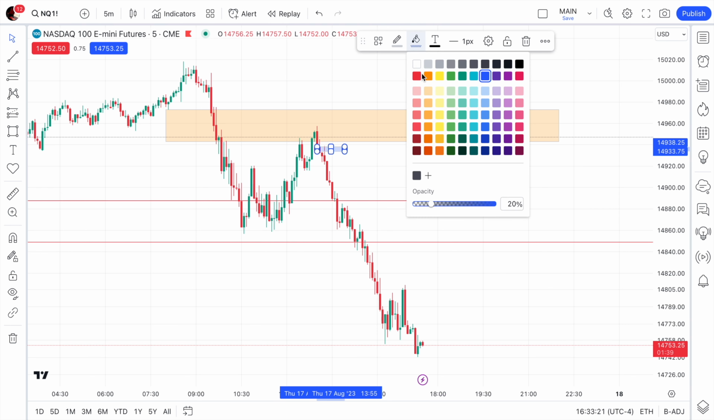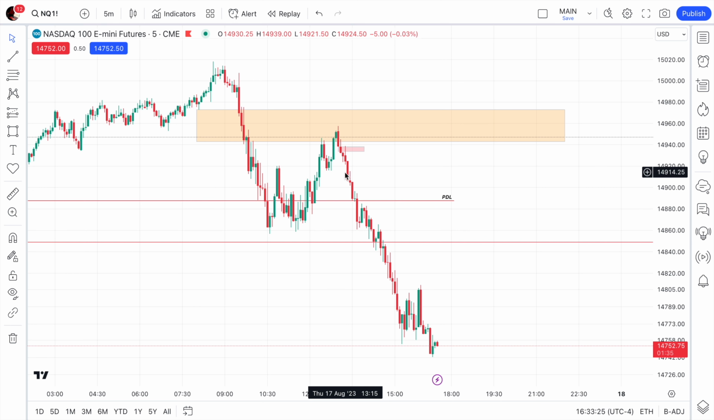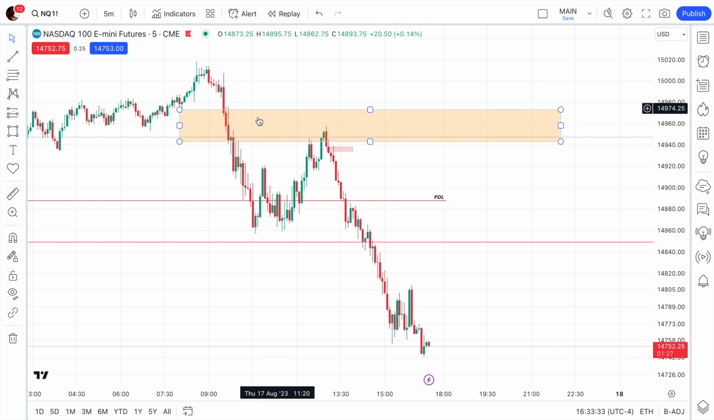Right here. Very important. Change of the state of delivery. Right here. And then I'm going short within that imbalance within the order block. And this inversion fair value gap here. You can look at that on your own. And what else do we have here?